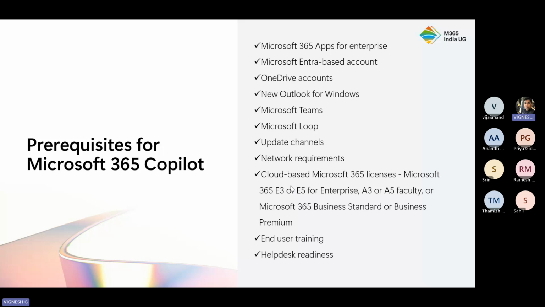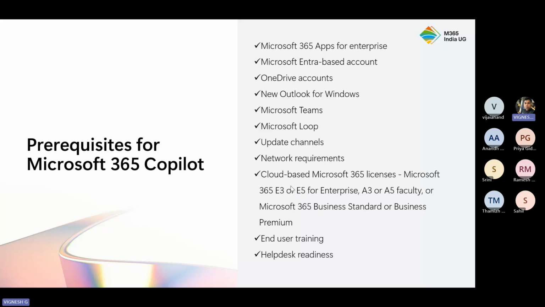Copilot even in Outlook. Microsoft Teams, because of course you want to make use of Copilot in Teams. Then Microsoft Loop. This is at least my favorite product, and I'm sure a lot of you can echo that. If you want to take advantage of Copilot on Loop, that is also something you can think of. And update channels is an important piece.